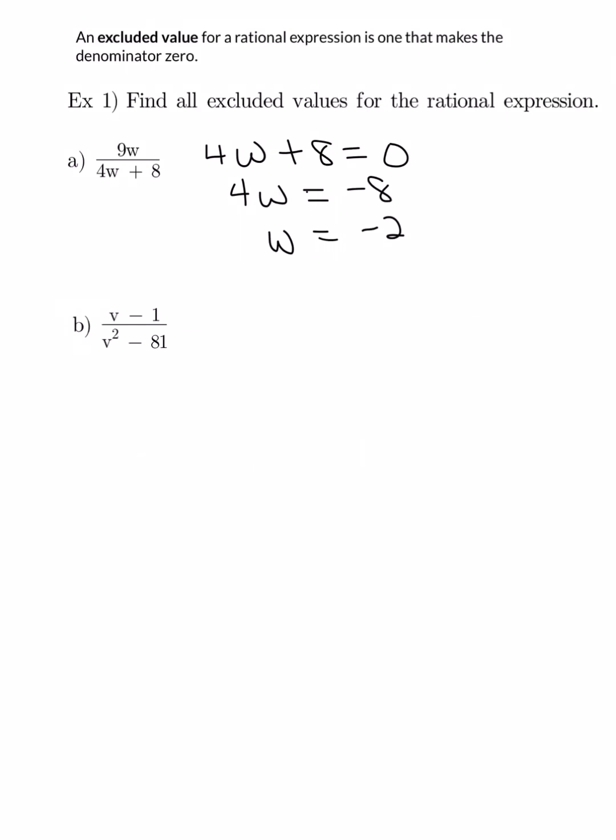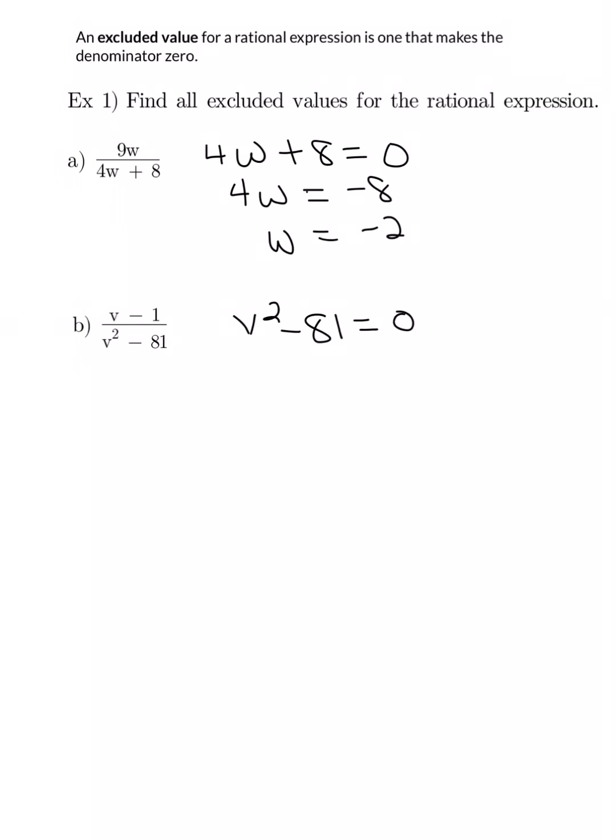On our next example, we have the expression of v minus 1 over v squared minus 81. We do not care about the numerator. The numerator can be any kind of number, positive, negative, zero, it's fine. We only worry about the denominator. So we're going to set our denominator of v squared minus 81 equals 0.